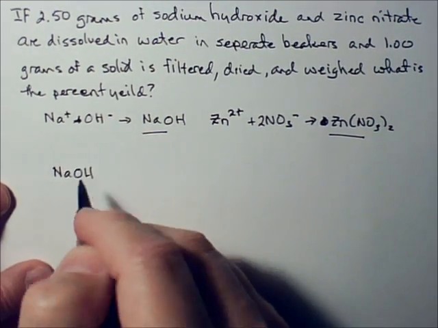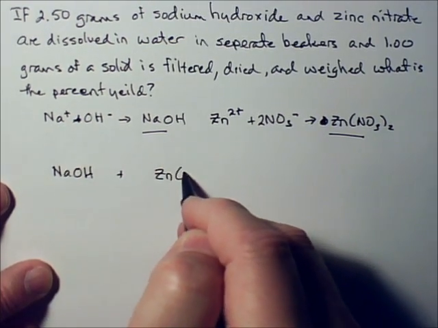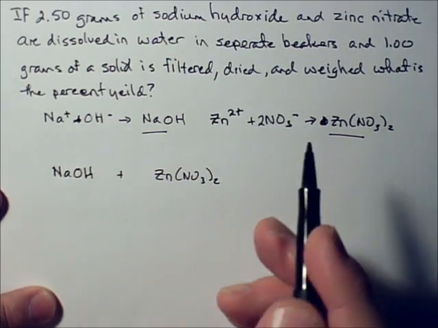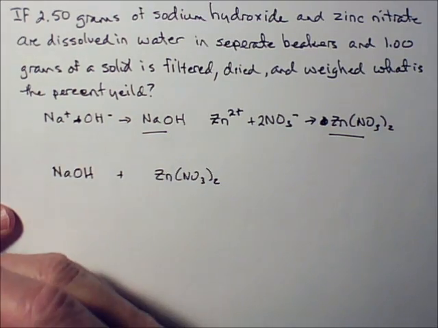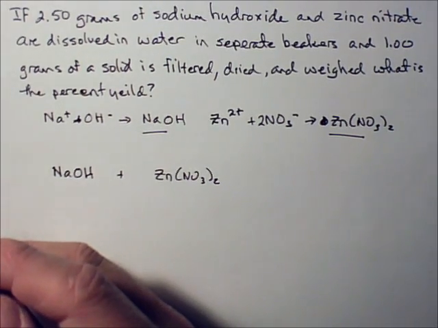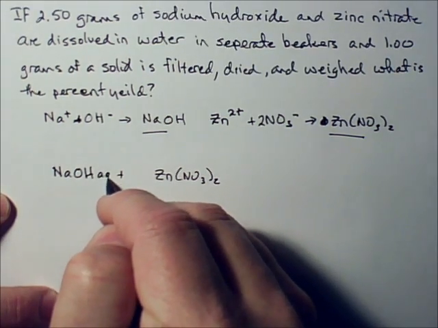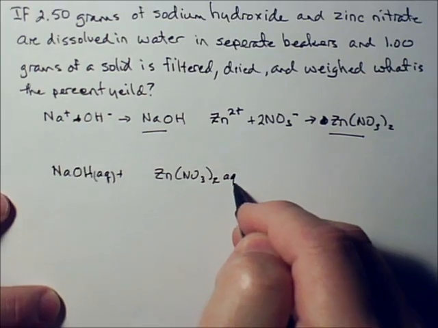NaOH and Zn(NO3)2. Now the problem states that these are dissolved in water. Now, you can look it up on the solubility rules and find out whether it's soluble or not, but it says it's dissolved, so we can assume it's aqueous. Both of these are going to be aqueous.